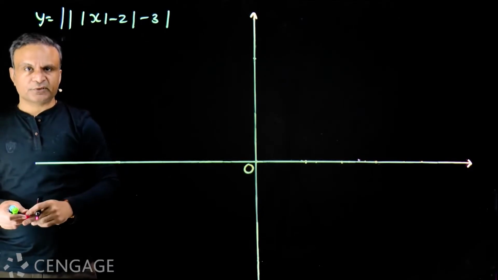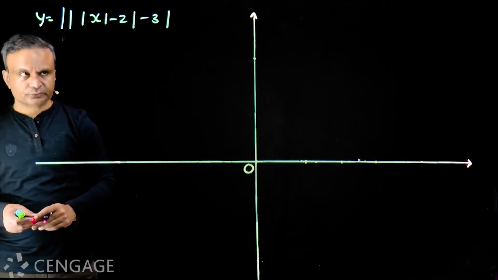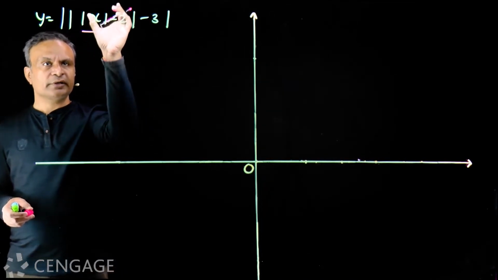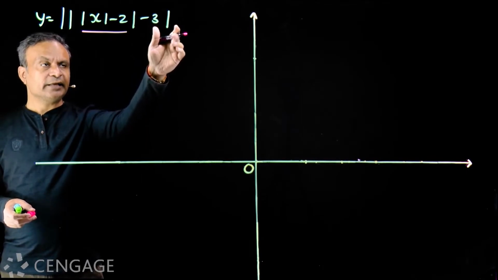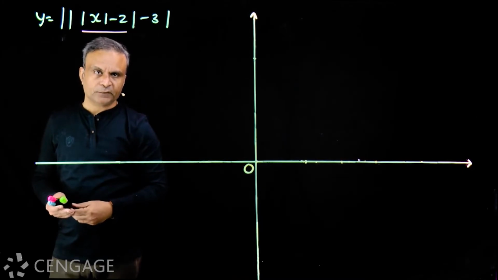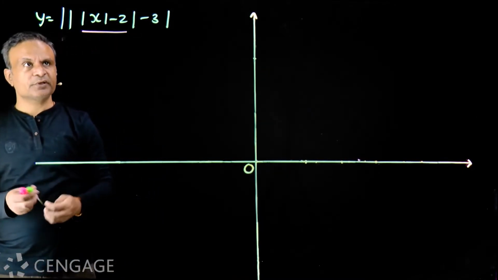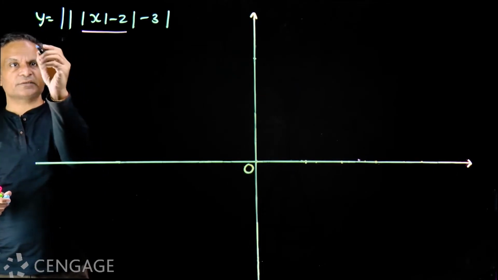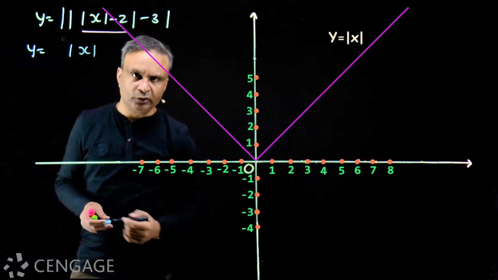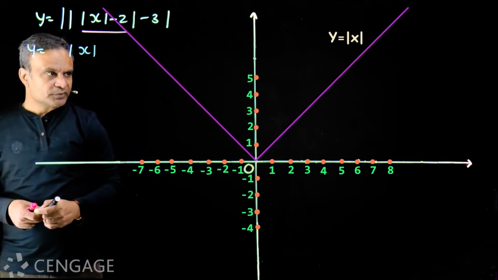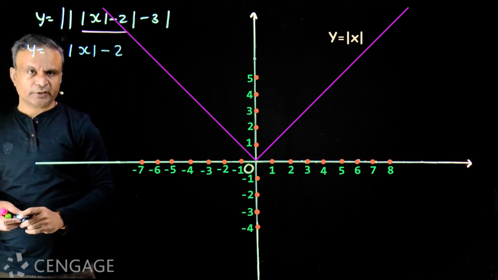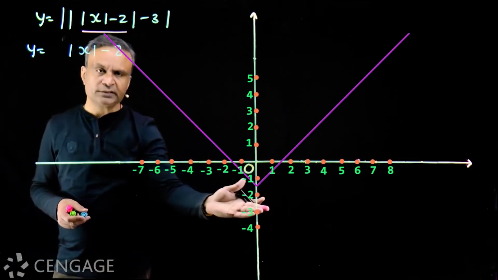Now let's see the graph of this function. This is going to be very interesting. We have here modulus of x minus 2. We apply modulus on it, then subtract 3 and then apply modulus again. How can we start? It's simple. We start with y is equal to modulus of x. Here we have the graph of y is equal to modulus of x. From this graph we get the graph of modulus of x minus 2 by shifting this graph 2 units downward.